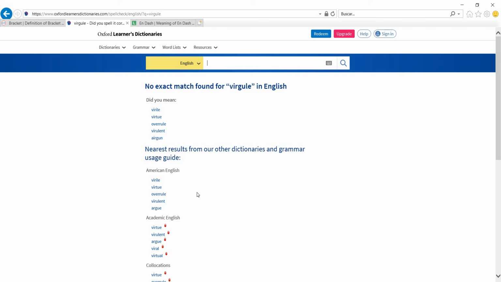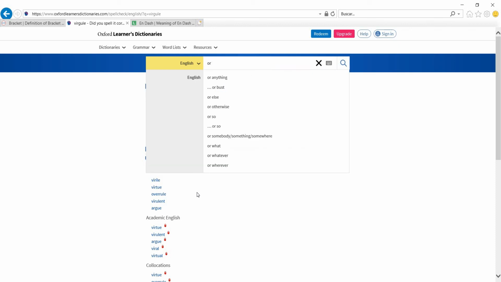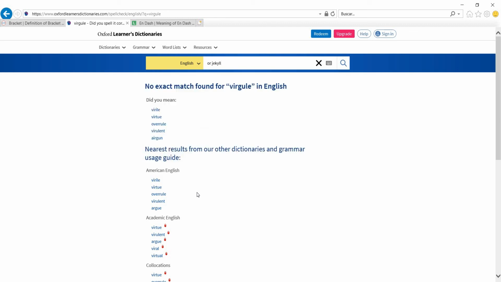We use it to mean something like "or" when we say Jekyll... Oh, I forget where I have this here. No, I think it is here. No, where's my slash? Well, imagine there's a slash here, right? Jekyll slash Hyde personality, right? So in that case, it means "or."